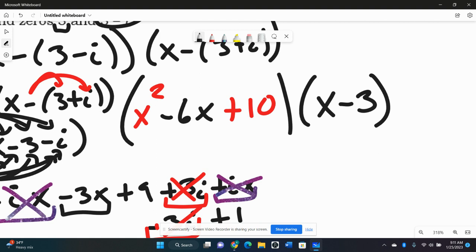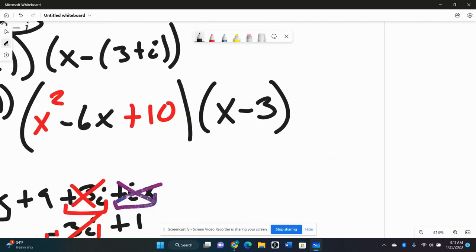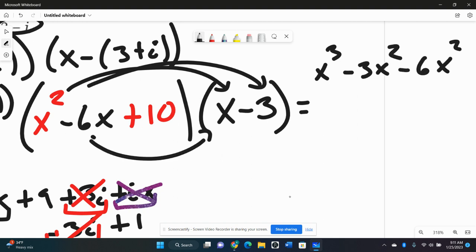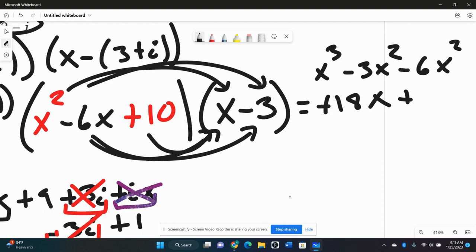So we'll just FOIL this guy out again. X squared times x gives me x to the third. X squared times negative 3 gives me minus 3x squared. Negative 6x times x gives me minus 6x squared. Negative 6x times negative 3 gives me plus 18x. 10 times x gives me plus 10x. And 10 times negative 3 gives me minus 30.